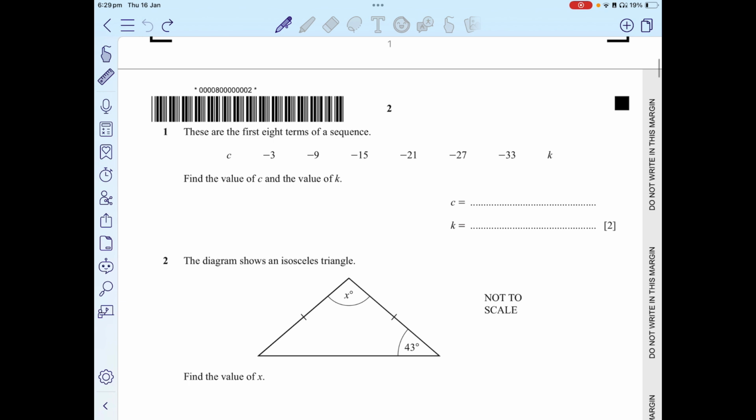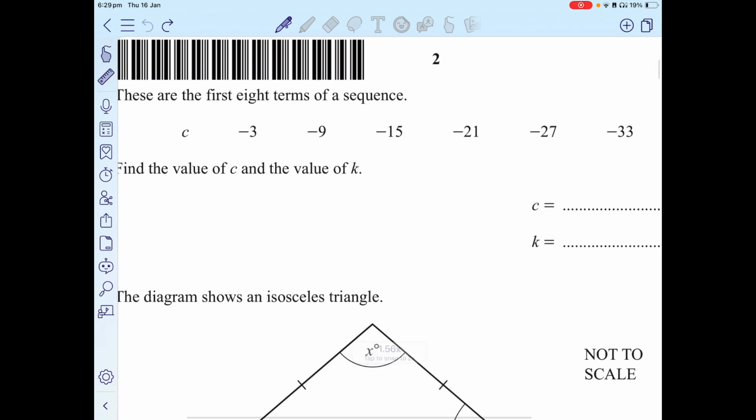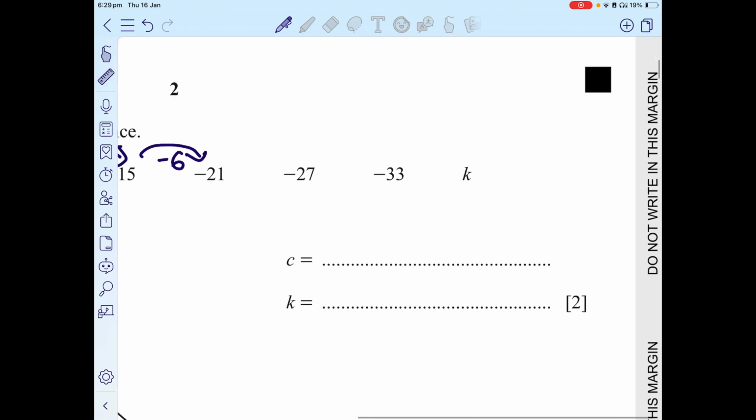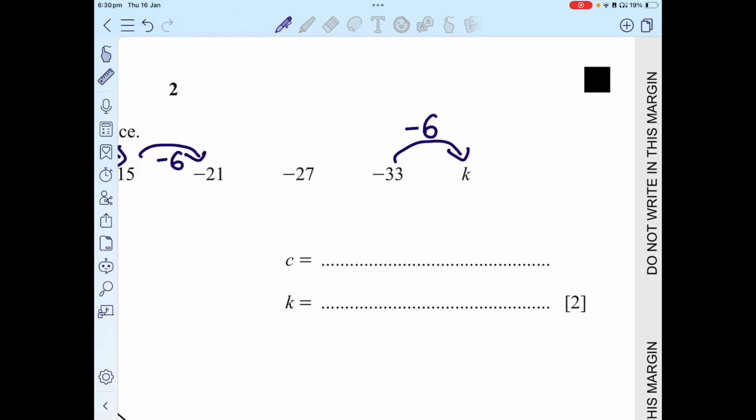Now the first question says, these are 8 terms of a sequence. Find the value of C and the value of K. Now if you see in this sequence, the terms are related by the pattern, which is -6. So as you move from -3 to -9, you subtract 6, again subtract 6, again subtract 6. That means if you want to find the value of K, -33 minus 6, please do not use your calculator. So -33 minus 6 is basically going to be -39. So that's the value of K, -39.